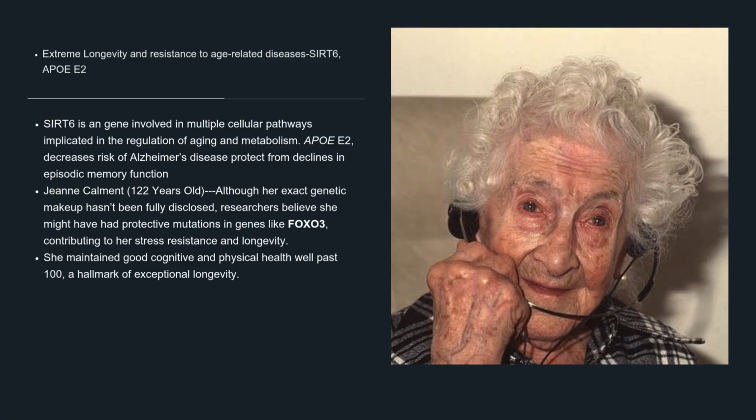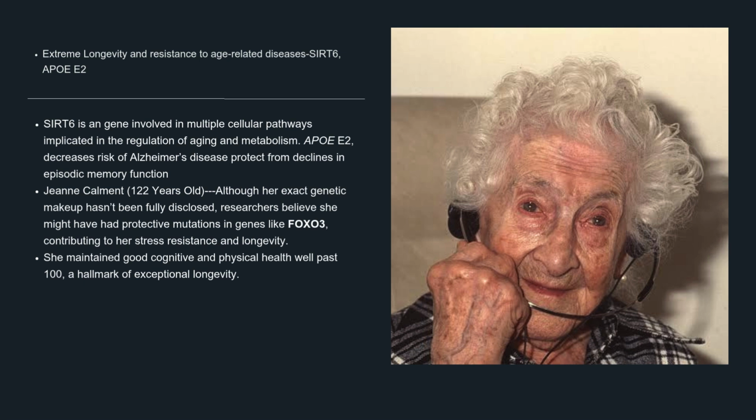On the other hand, SIRT6 can regulate the aging and metabolism process, and APOE can decrease the risk of Alzheimer's disease and protect from decline in episodic memory function, which is basically the ability to recall memories.